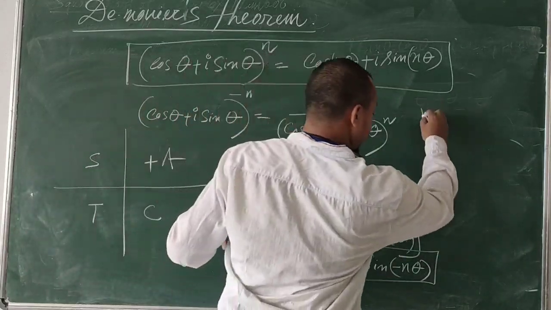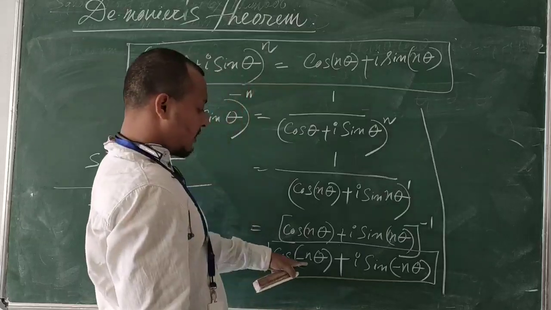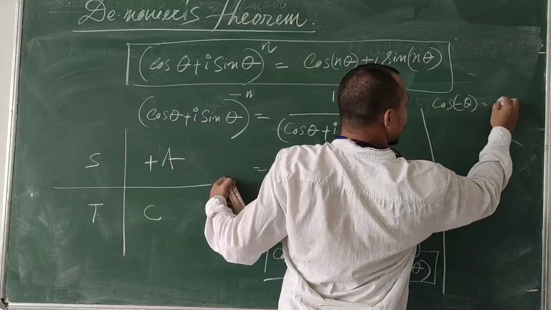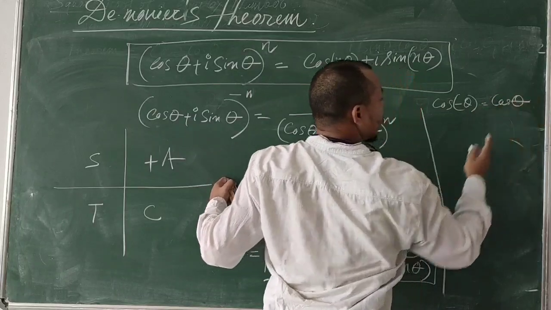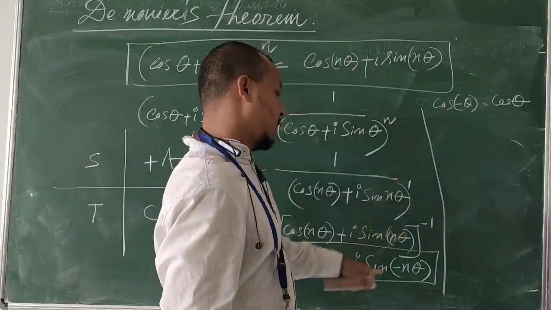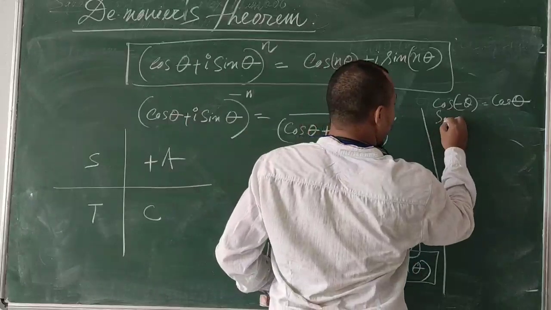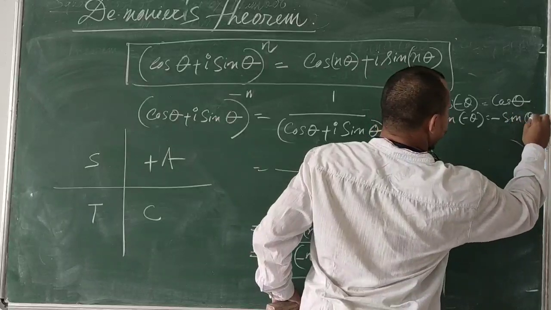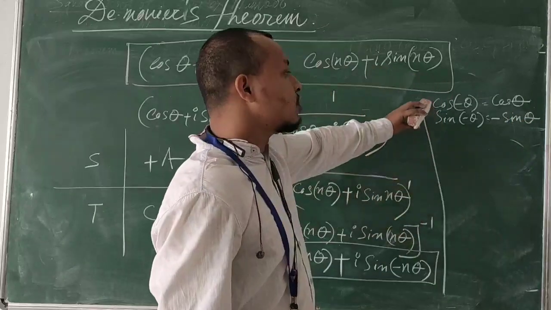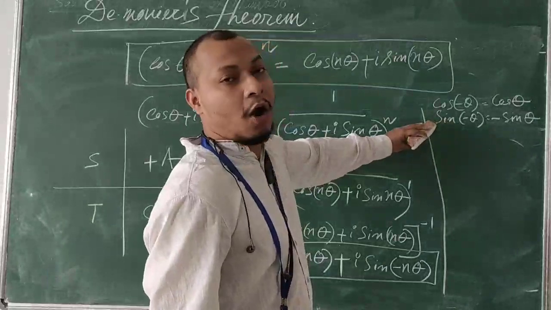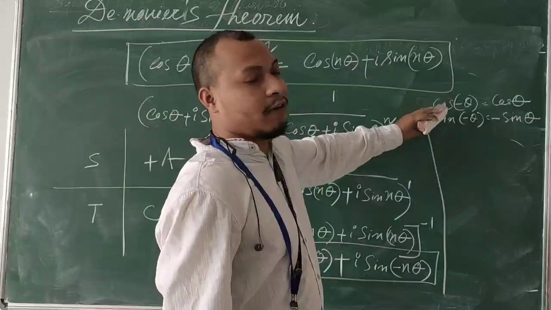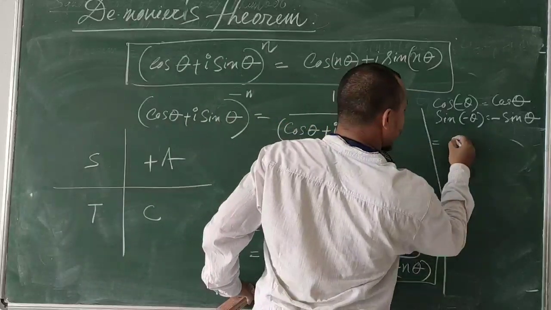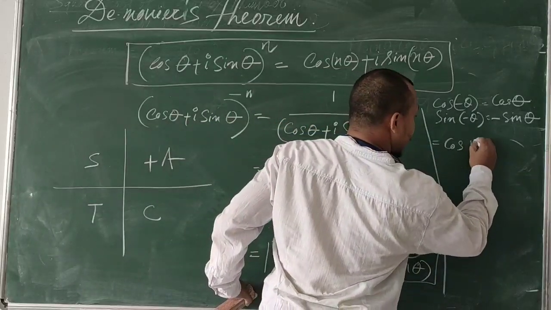The cos of minus n theta, we know that cos of minus theta is equal to cos theta. We are going to use this property here. And sin of minus theta is equal to minus sin of theta. See, cos theta is an even function and sin theta is an odd function. Okay, so we are going to use this even odd function here. So cos of minus n theta is equal to cos of what? n theta.